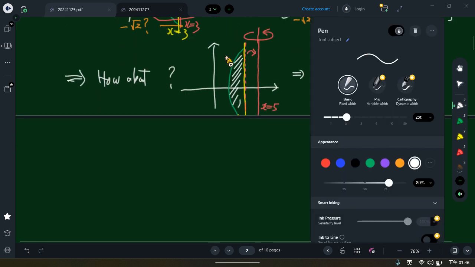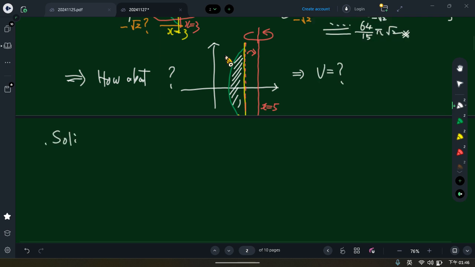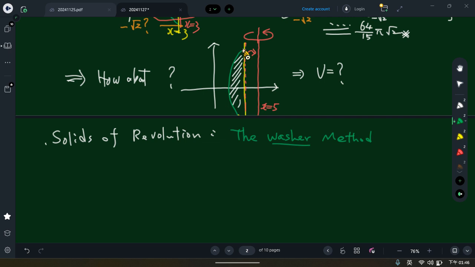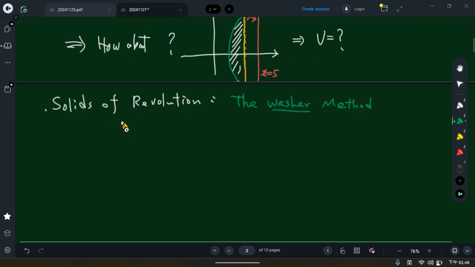This one we will call solid of revolution type 2, the washer method. Like a washing machine, right? Can you imagine that if you have a rotation region and use this as the rotation axis, you get the washer-shaped type of solid, right?